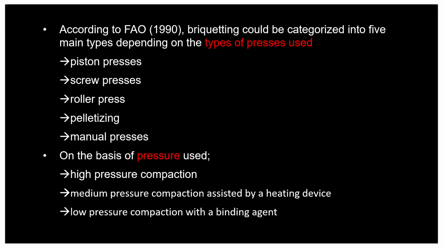to make it more convenient for handling and storage. According to the type of presses used, briquettes can be categorized into five: piston press, screw press, roller press, pelletizing and manual presses. Then, on the basis of the pressure used: high pressure compaction, medium pressure compaction assisted by a heating device, and low pressure compaction with a binding agent.